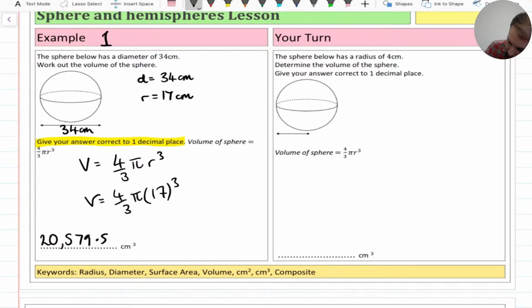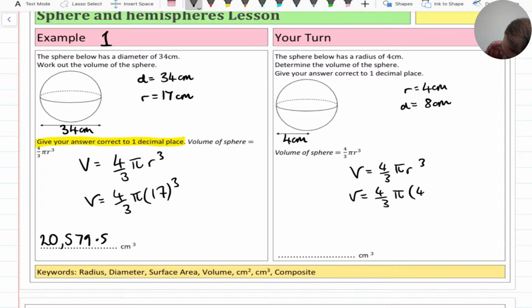Okay, I'm going to start going through this one on the left. This one here, they've told you the radius is equal to 4 centimeters. So my radius is equal to 4 centimeters. My diameter is equal to 8 centimeters. I don't need to know that, but it's worth writing down. So my volume is equal to 4/3 pi r cubed. So my volume is equal to 4/3 pi times 4 cubed.